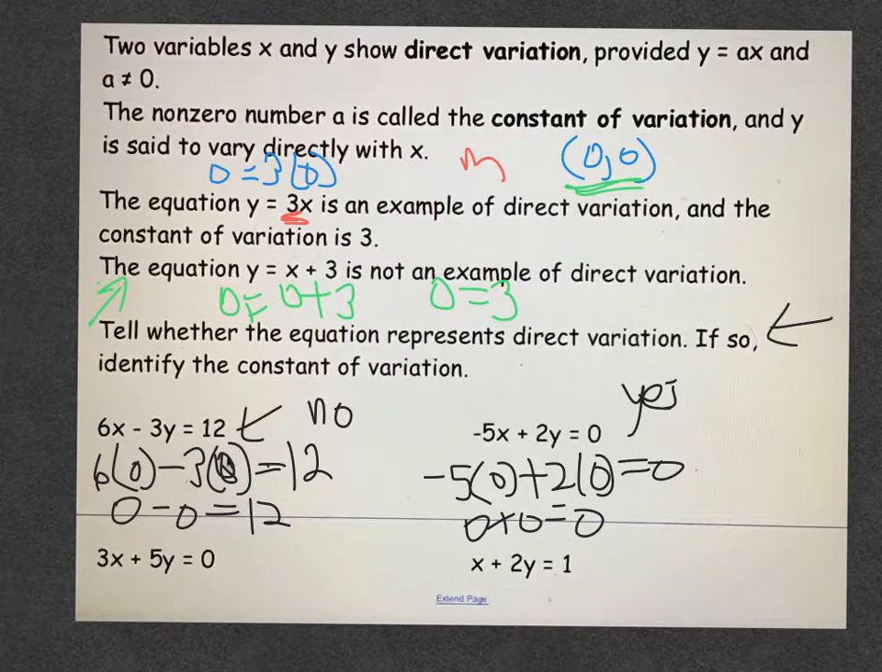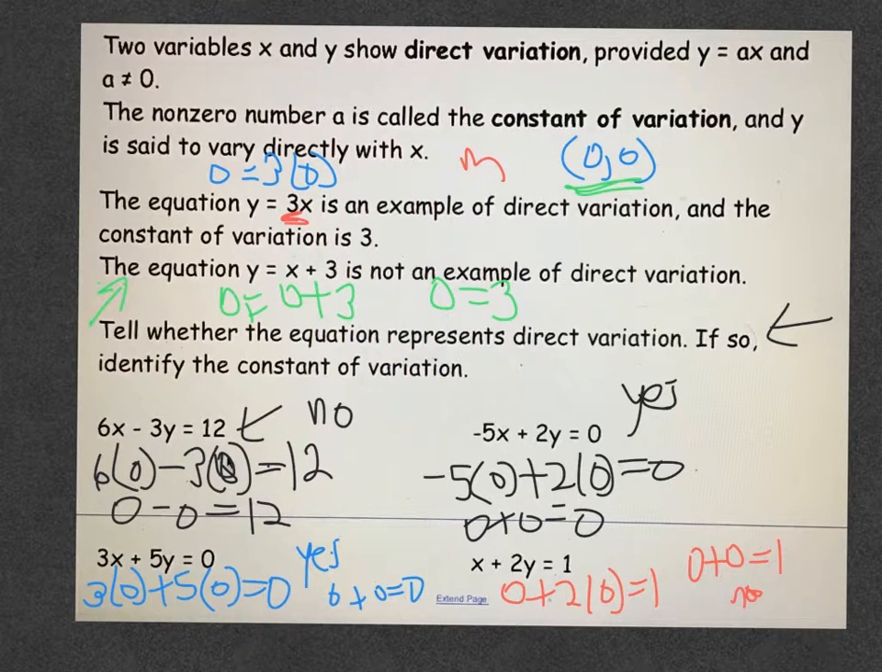I'm going to pause here for a second. See if you think the next two have direct variation. So in the first one in blue, the answer is yes, it does work. The one in red, the answer is no, it does not work, because in one it adds up to 0 on the left-hand side, that equals 0. And the other one, it adds up to 0 on the left-hand side, and it's equal to 1 on the right-hand side of the equation.